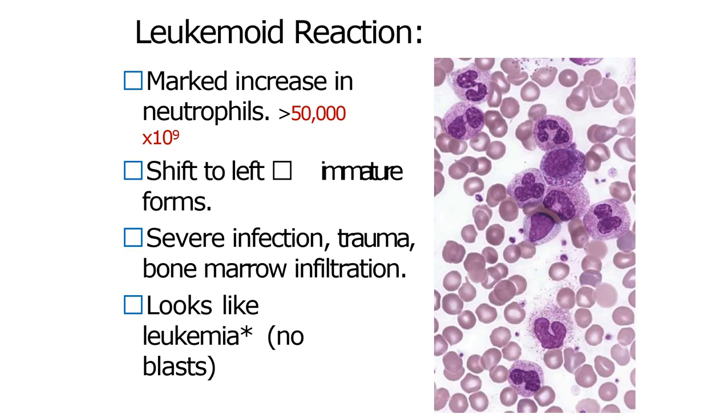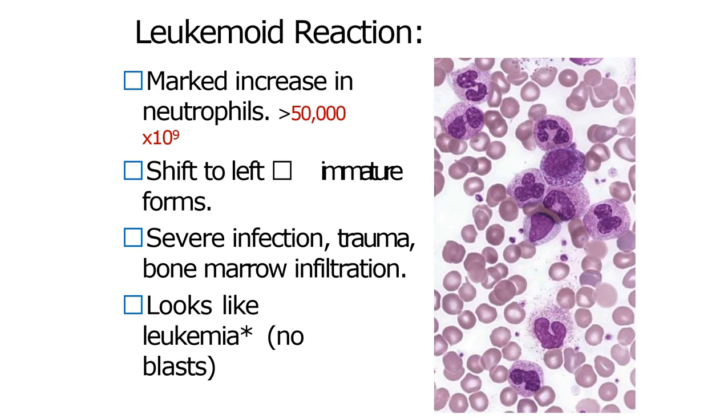Very rarely, say 0 to 1%, you'll see blasts, or most often 0%. There'll be a shift, but blasts are generally absent in a leukemoid reaction. The suffix "-oid" means it mimics leukemia, but it's actually not a leukemia. That's why we call it a leukemoid reaction.